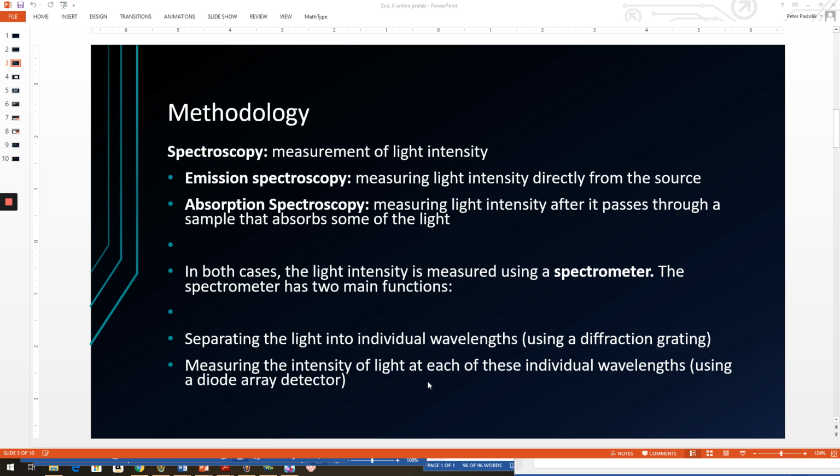Spectroscopy is simply a measurement of light intensity. In emission spectroscopy, the light being measured is emitted from a source, such as a fluorescent light. In absorbance spectroscopy, light from a light source passes through a sample where some of it may be absorbed, and the intensity is measured on the other side. The device used to measure the light intensity is called a spectrometer, or sometimes spectrophotometer. When light passes into the spectrometer, it is separated into individual wavelengths of light, and the intensity of each of these packets of light is measured.